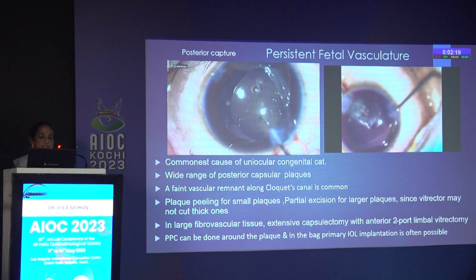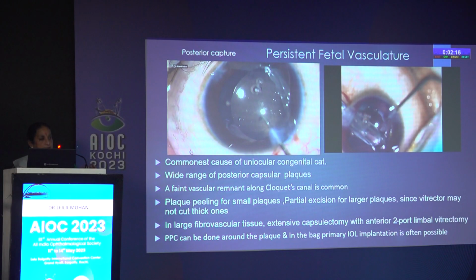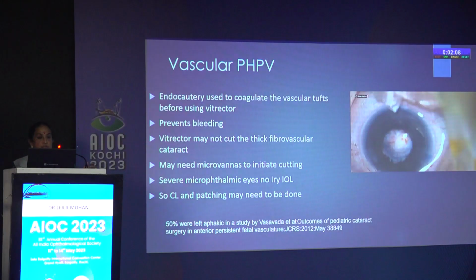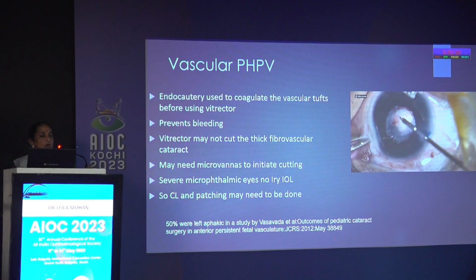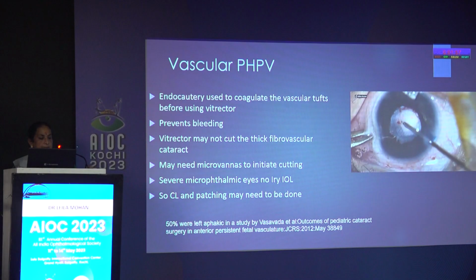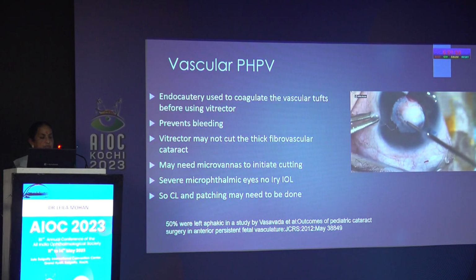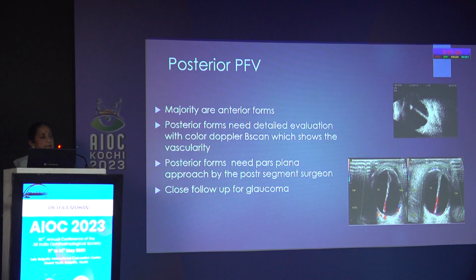And extensive capsulectomy and anterior limbal, 2-port limbal vitrectomy can be done in many of these cases. Most of these cases, IOL implantation is possible. In vascular PHPV, as Dr. Meena has already shown, endocautery should be done to cauterize the vascular thick fibrous tissue, and then do a vitrectomy or even cut with microvannas, and then implant an IOL if the microcornea is not very severe, or better to leave alone. Majority of these cases are anterior forms.